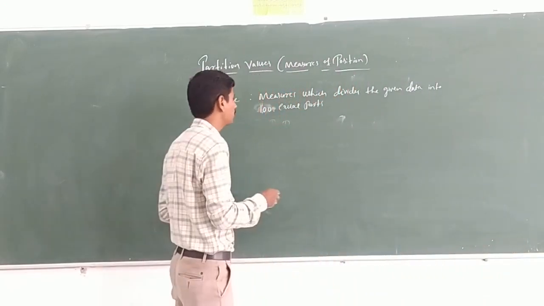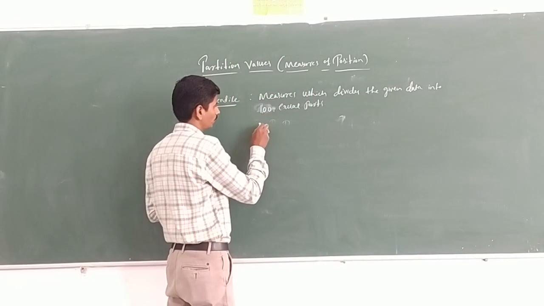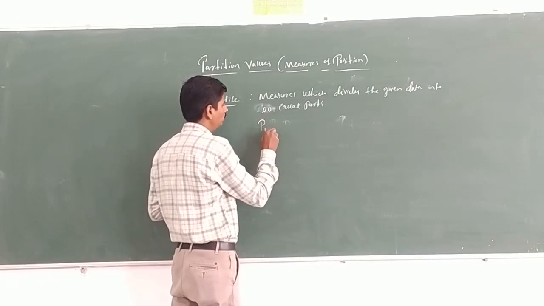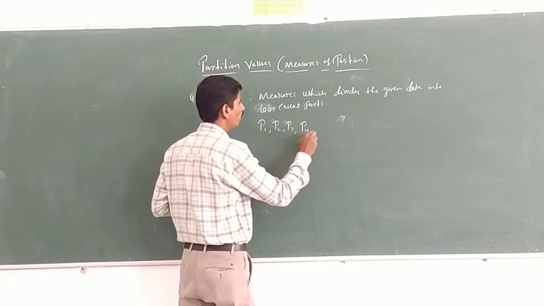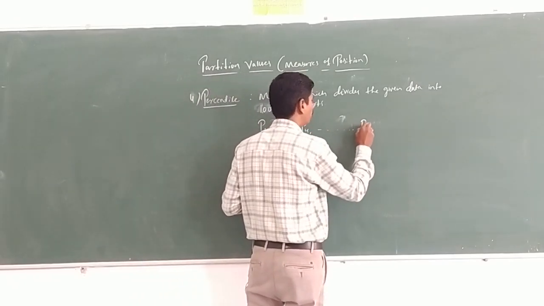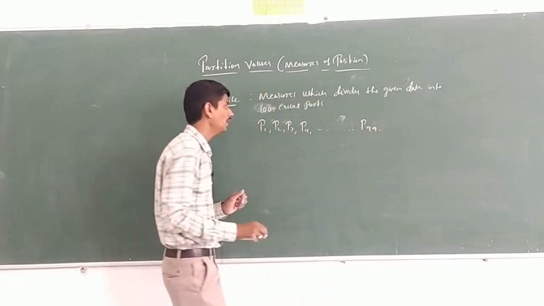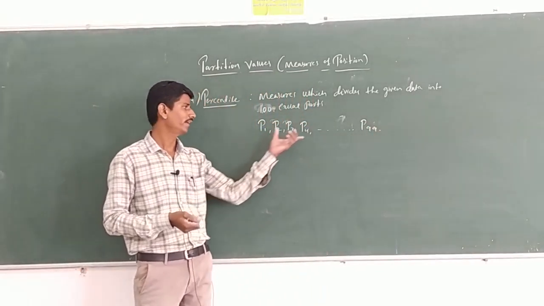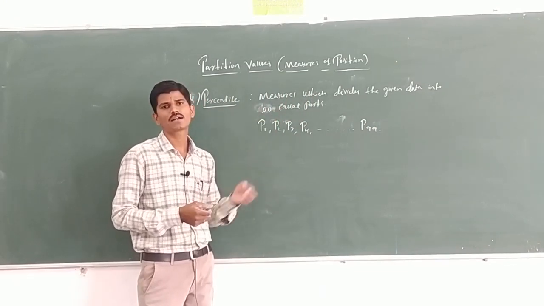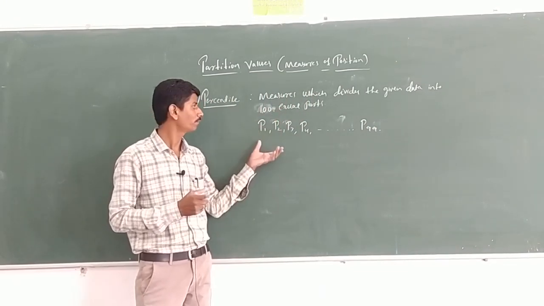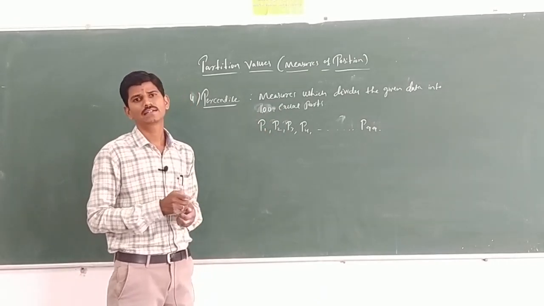Here the 99 percentiles are P1, P2, P3, P4 and so on up to P99. There are 99 percentiles which divide the given data into 100 equal parts, and then they are said to be percentiles.